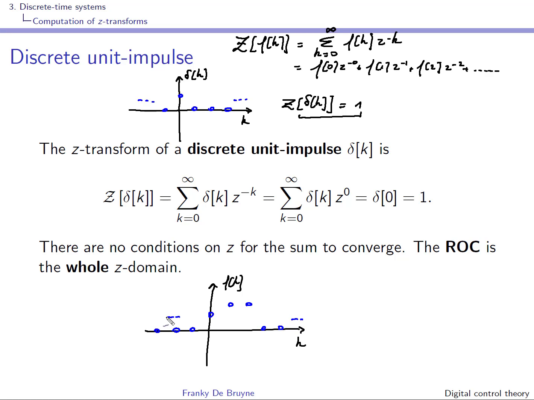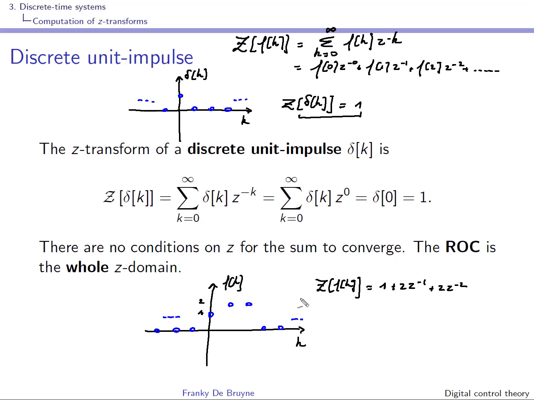Then it's very easy to obtain the z-transform of that signal, right? So we'll assume that this is 1 here and this is 2. Then it's simply 1 times z to the power 0, so 1, plus 2 times z minus 1. This is this term over here, plus 2 times z minus 2.